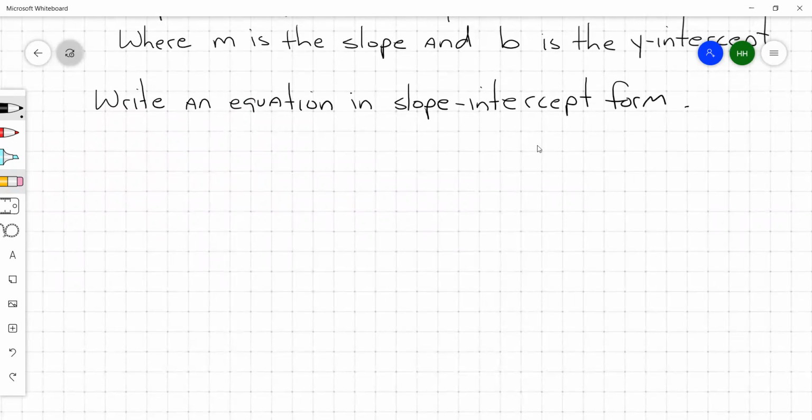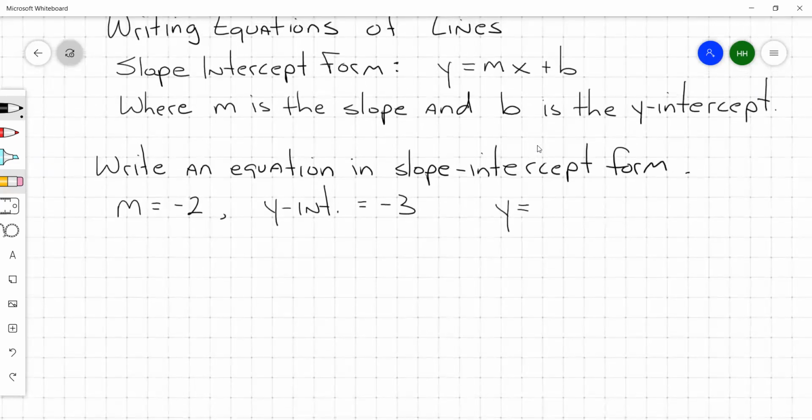You are going to be given the y, and you're going to be given the m. So let's say that they just give you an m of -2, and they tell you that the y-intercept is equal to -3. All right, when you're given this information, it's going to be y equals, your slope goes right next to the equal sign. So the -2 goes right here. The letter x. And then to the right of the letter x goes your y-intercept. So -2x minus 3.